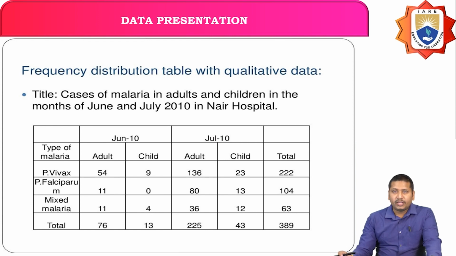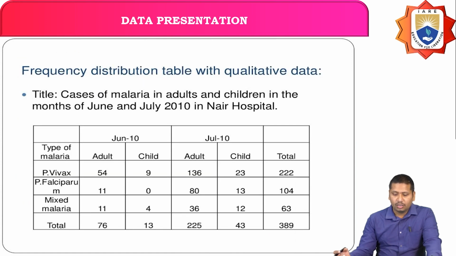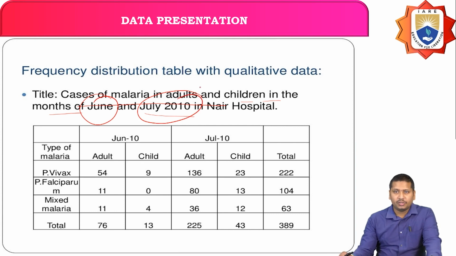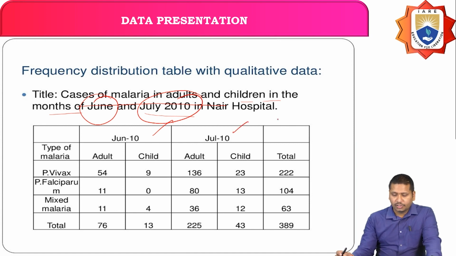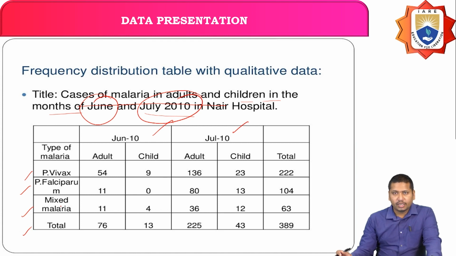Next comes the frequency distribution with qualitative data. The previous one was the simple table. If I want to make this a little more complex, suppose the cases of malaria in adults and children in the months of June and July. Here I have to consider June as well as July, so I create June and July columns, and the types of disease in case of adults and children. This is a little more complicated when compared to the previous one.